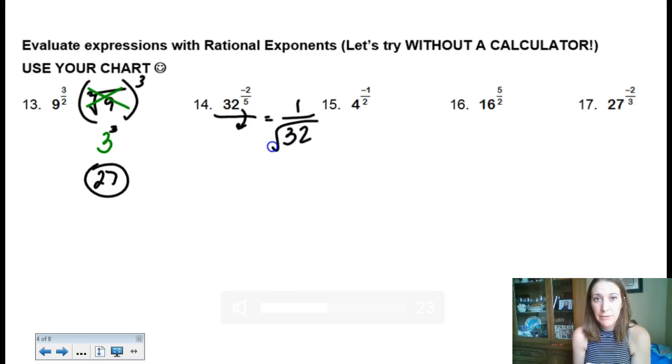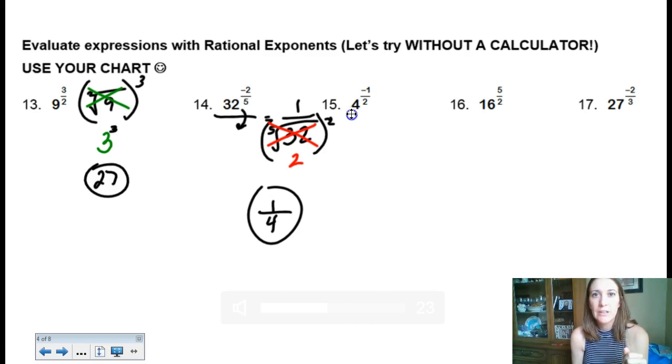So what if I rewrote it like so? So it's the 5th root of 32 squared, but it's all in the denominator. So the 5th root of 32 is something I would find on my chart. Turns out that's just a 2. So my fraction now is 1 over 2 squared, which is 1/4.